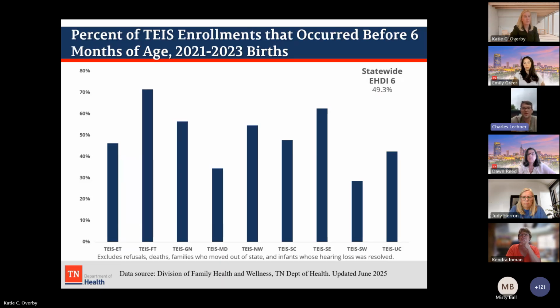And overall, if we just look at the statewide, we're only at about 49.3% for those 3 years. So there's definitely a lot of room for improvement. And as Katie's going to mention, it's really important that we get these kids enrolled as soon as possible so that they can get the services they need. And I believe that should be it for all of our little bit of data here for Tennessee specific. So I'll toss it back to Katie.